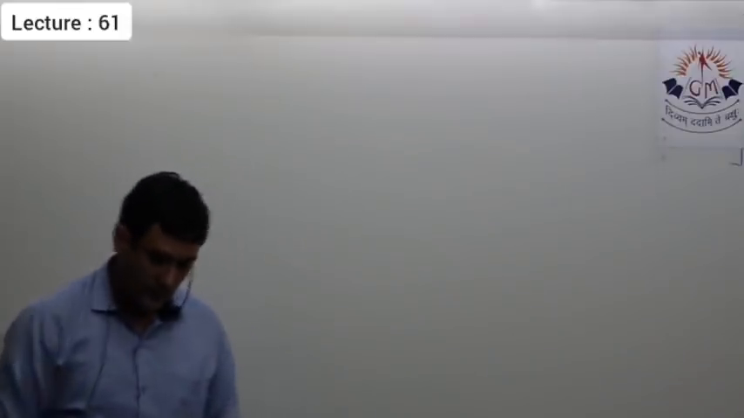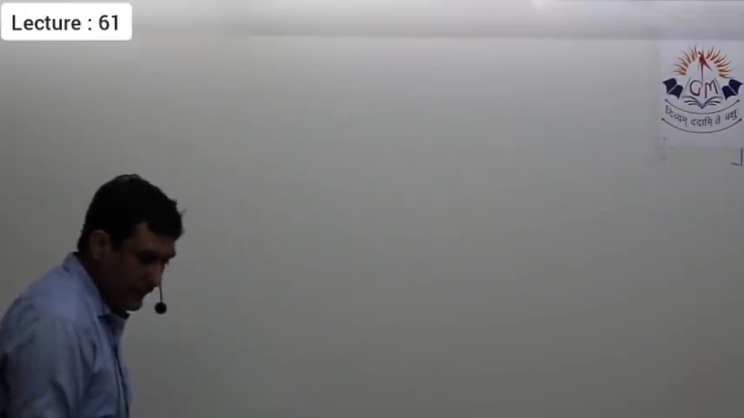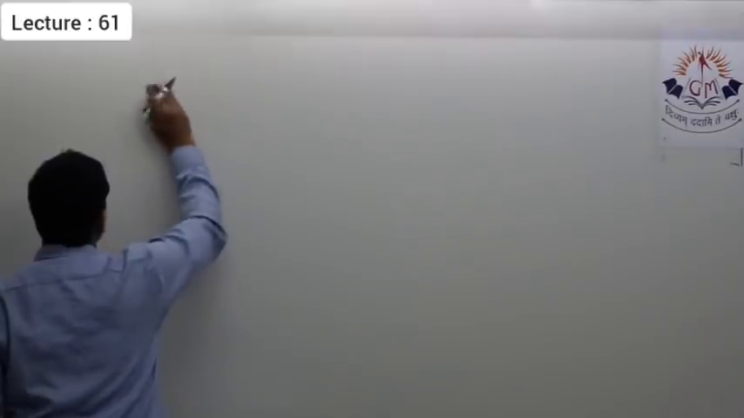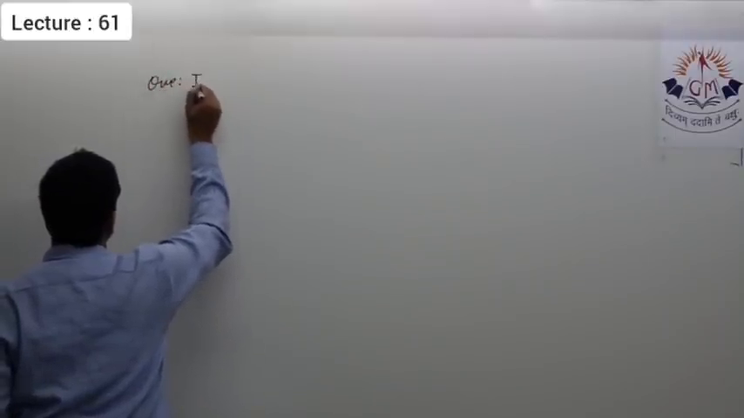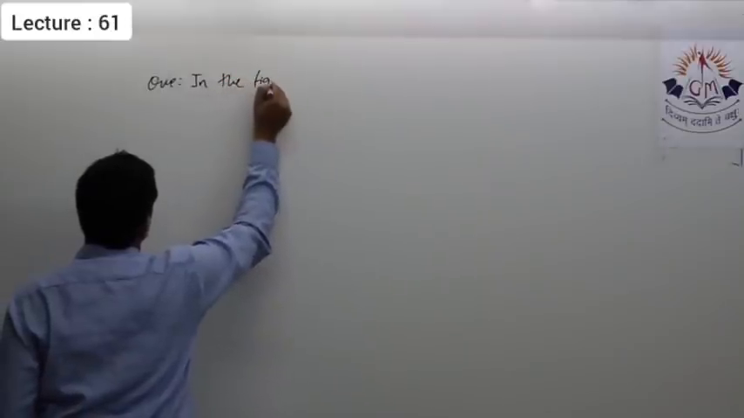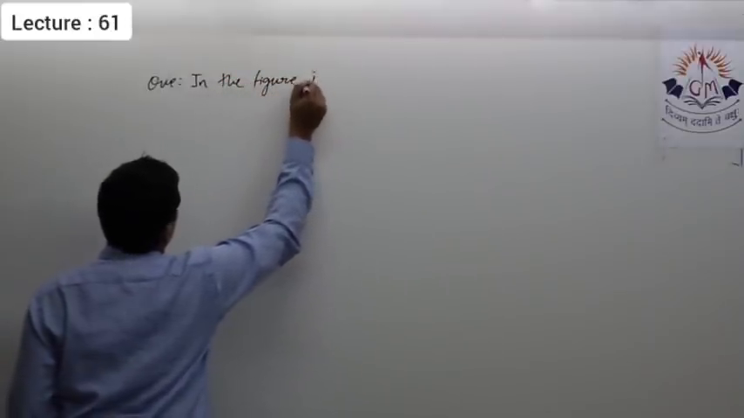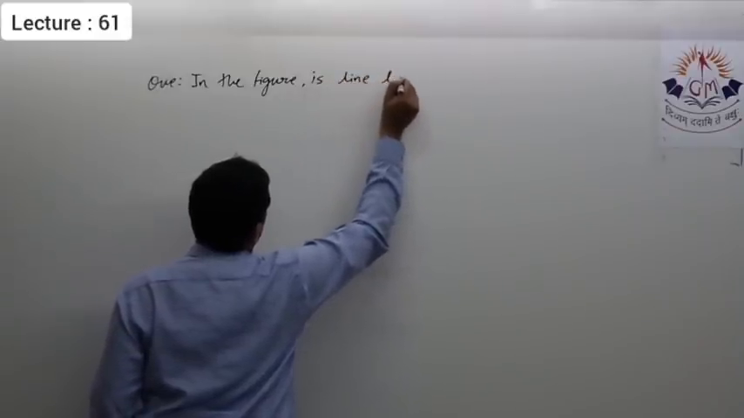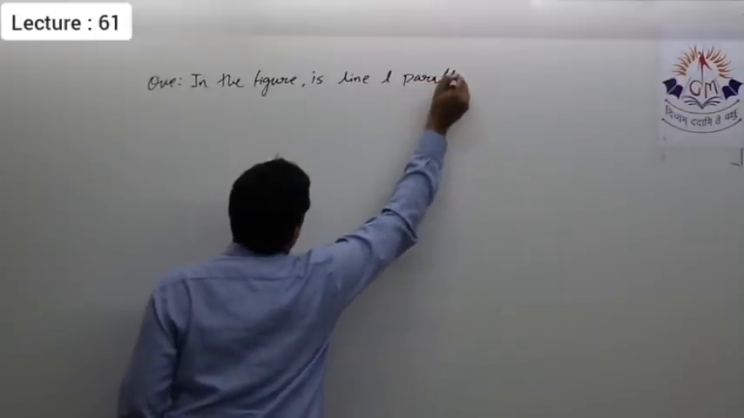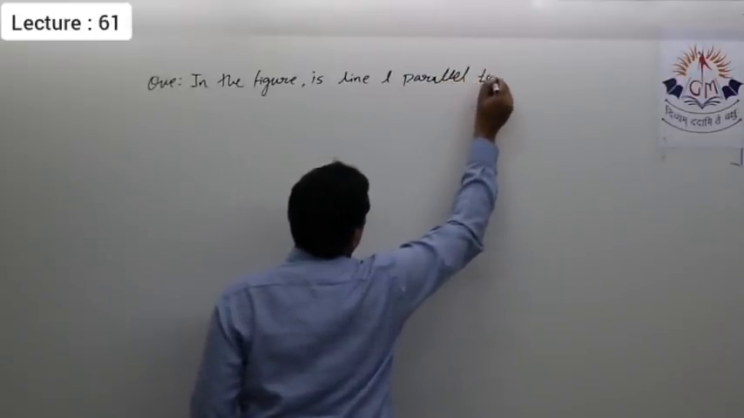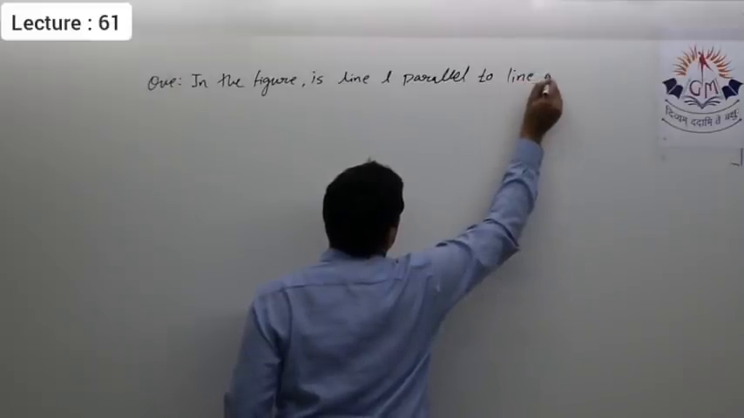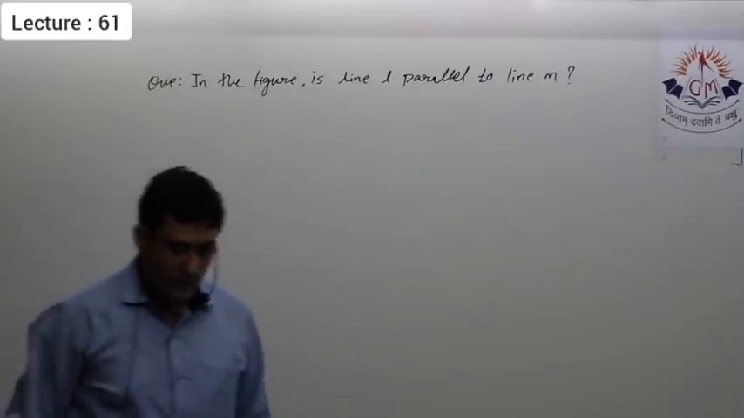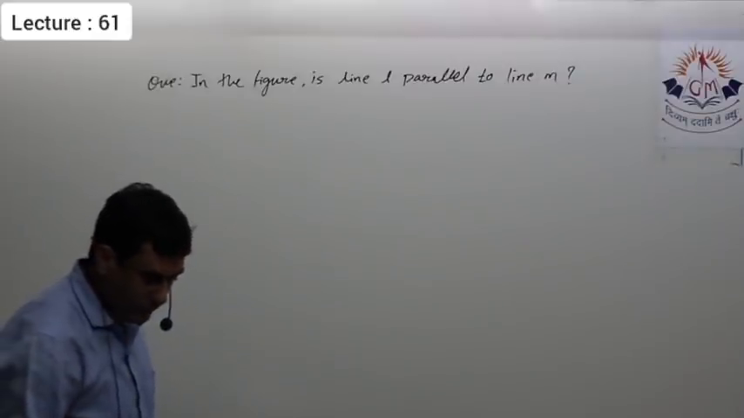Okay, next question is, in the figure, is line P parallel to M? Question is, in the figure, is line L parallel to line M? We have to determine whether the lines L and M are parallel to each other or not.